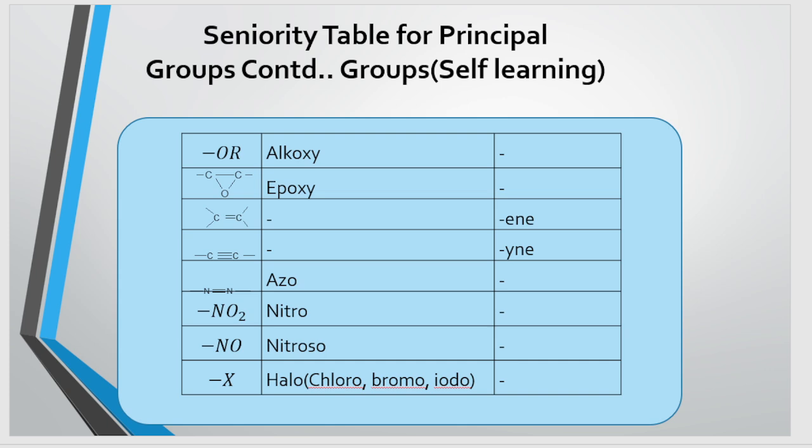Now, OR is nothing but alkoxy. There is no suffix for that, and whenever O is there between two carbon atoms in the triangle form, that is called epoxy. Whenever double bond is there, there is no prefix for it, only the suffix ene. Triple bonds, only the suffix yne. If it is azo compound, N double bond N, azo is the prefix, NO2 nitro is the prefix, NO nitroso is the prefix. Whereas if we consider the halogens like chlorine, bromine, iodine, etc., we write halo as the prefix.